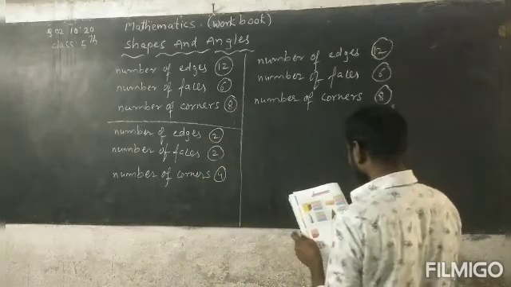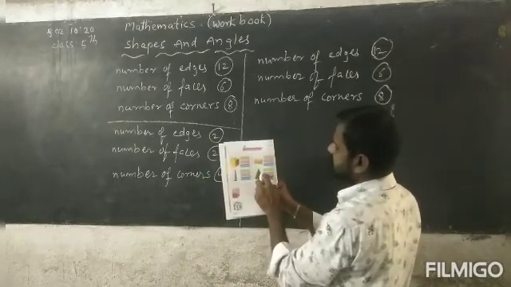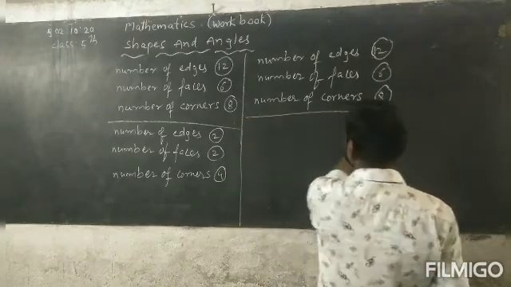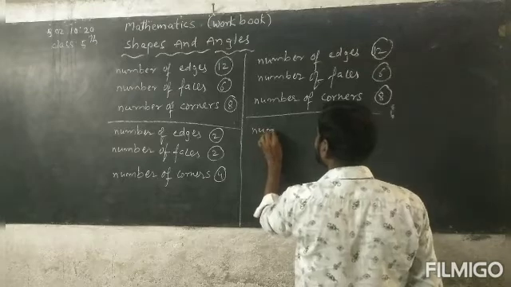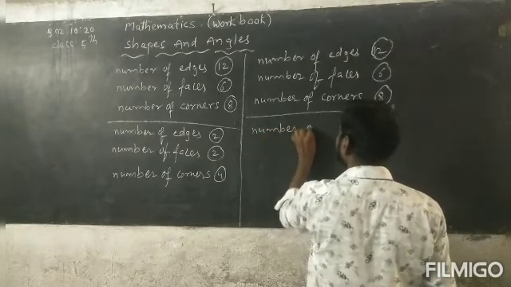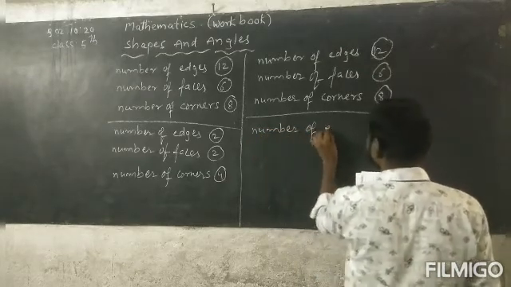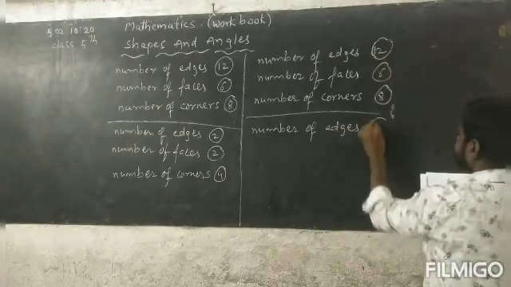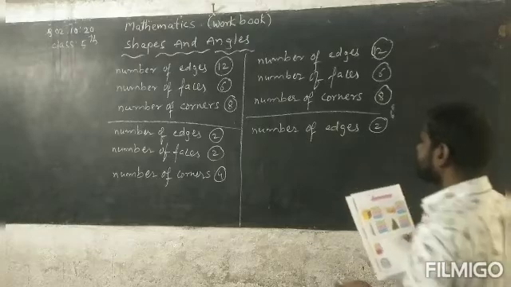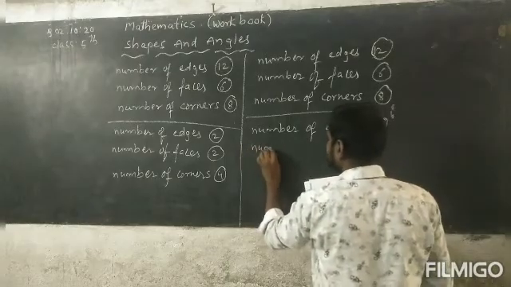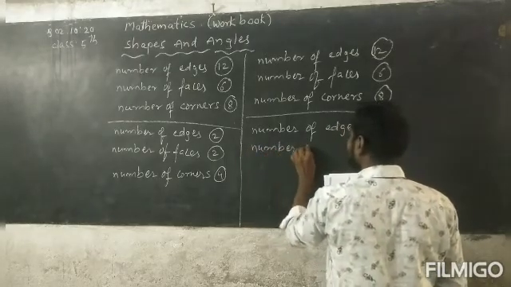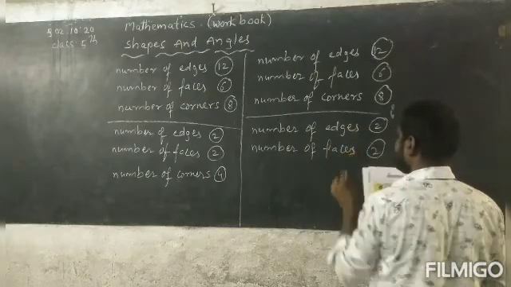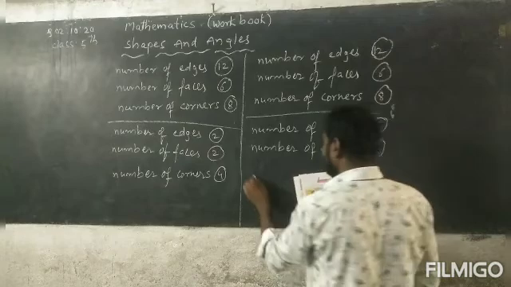Next, this is called a cone shape. Number of edges. So 2 edges. Next, number of faces 2. Number of corners 1.